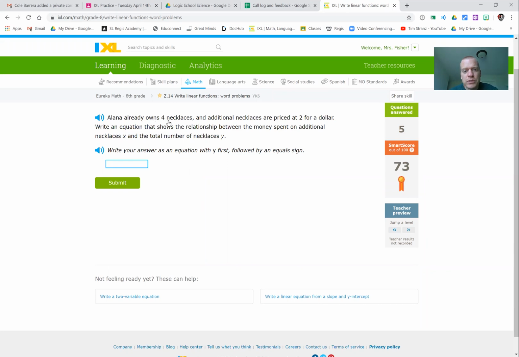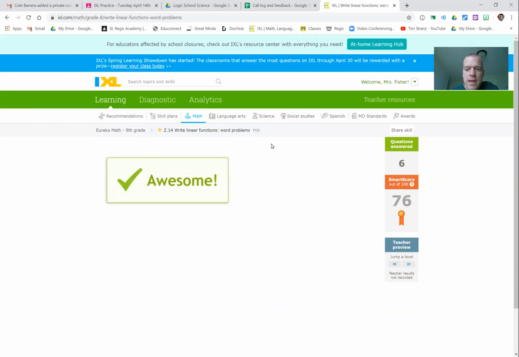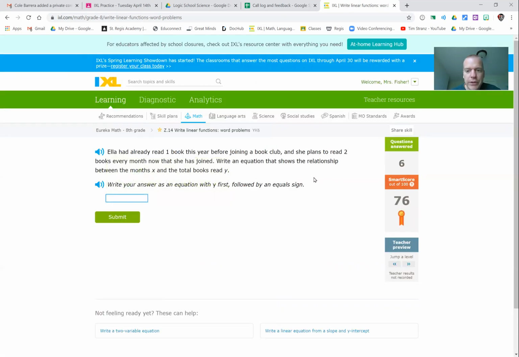All right, let's look at another one. Elena already owns 4 necklaces. An additional, right? So each, an additional necklace is $2. So y equals 2x plus 4, right? So there you go.